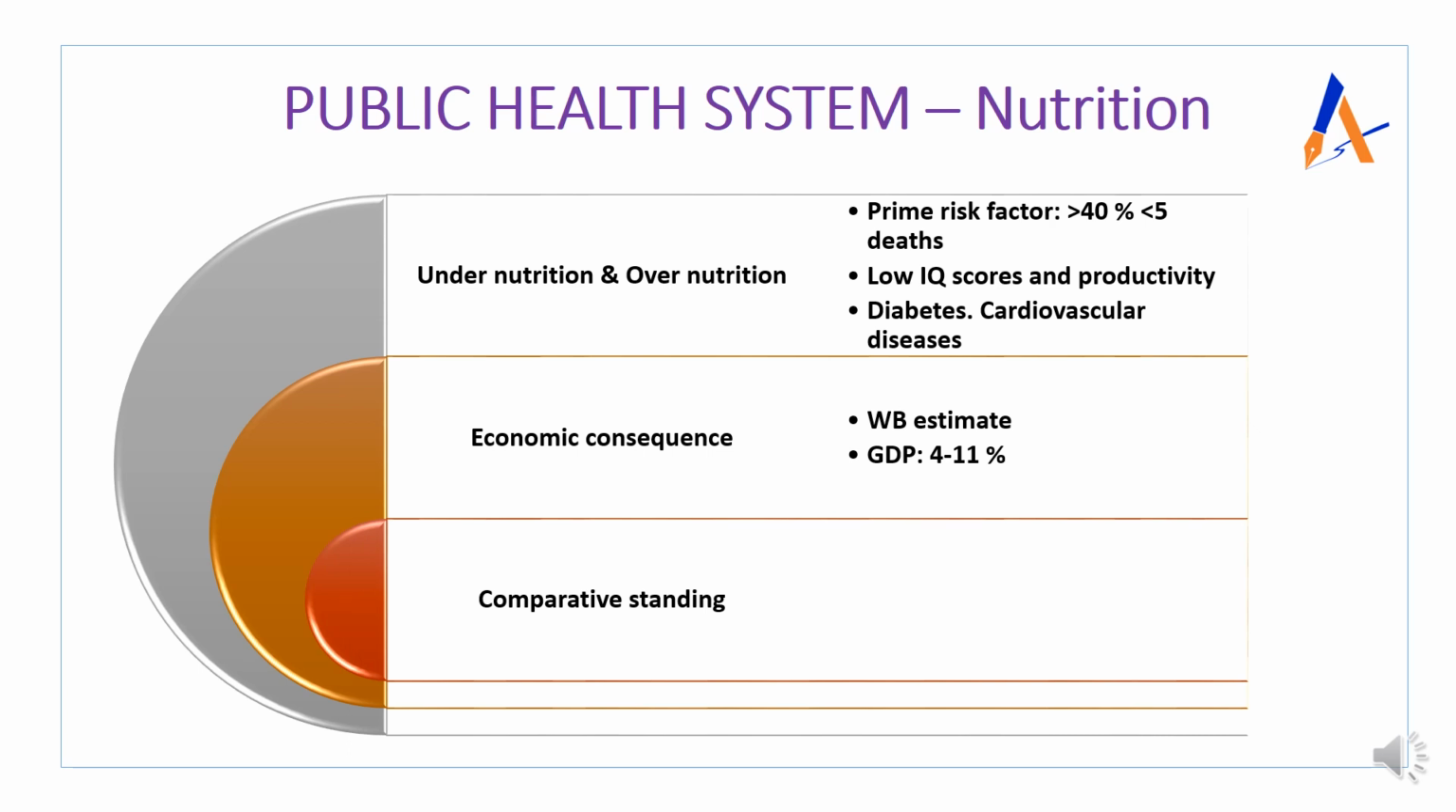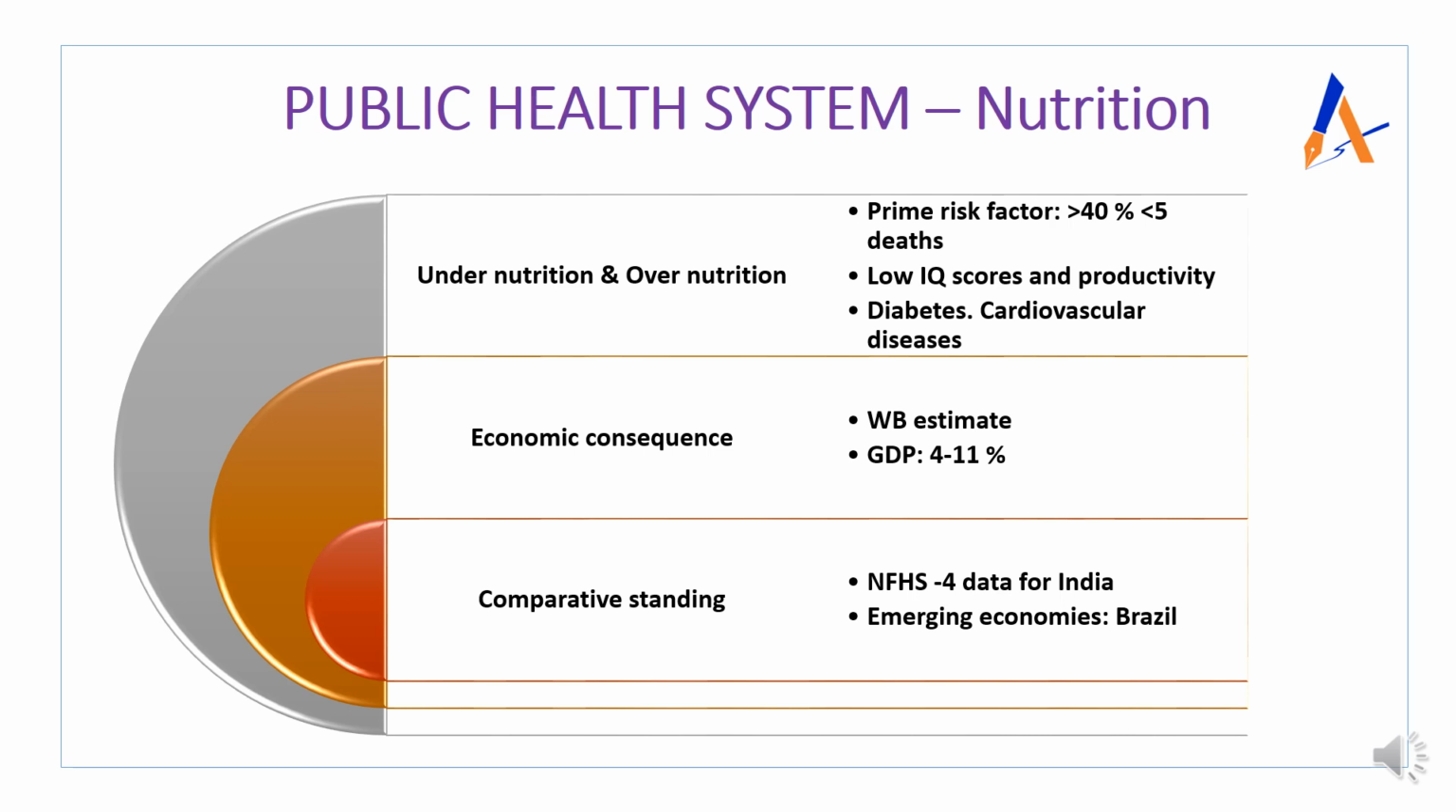Next is with respect to comparative standing. If we analyze with respect to Brazil, then we have NFHS-4 data for India. NFHS-4, that is National Family Health Survey 4 data, is from 2015-16. It says that one third of all under 5 children are stunted. Stunting means low height for age. Also, more than 50% of the children are anemic. So one third of all under 5 children are stunted, and more than 50% of children are anemic. So have one or two data points to substantiate your point.